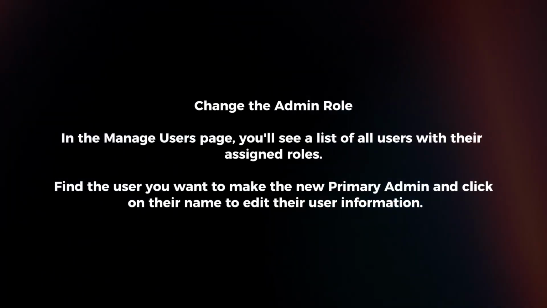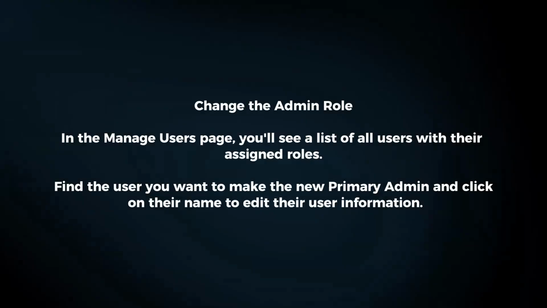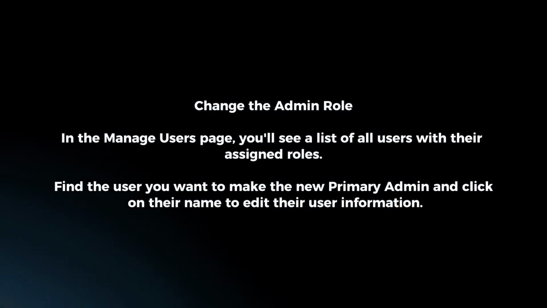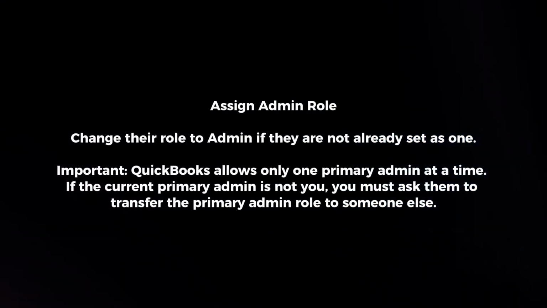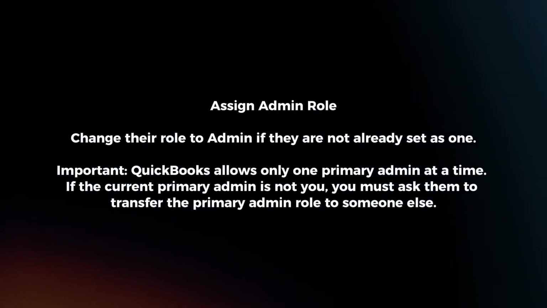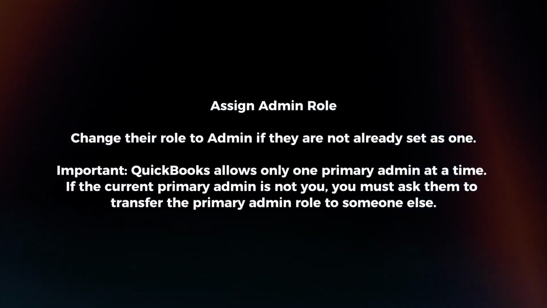Change the admin role. In the Manage Users page, you will see a list of all users with their assigned roles. Find the user you want to make the new primary admin and click on their name to edit their user information. Assign admin role. Change the role to admin if they are not already set as one. QuickBooks allows only one primary admin at a time.